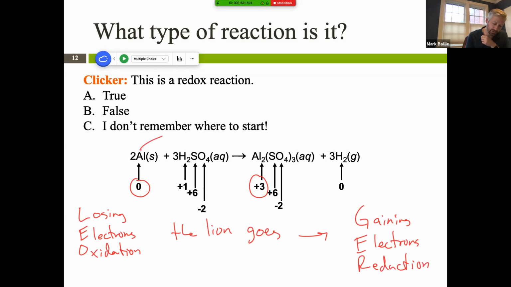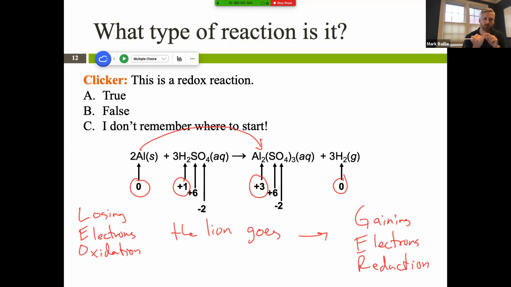So aluminum loses electrons. It goes from 0 to +3. Electrons are negatively charged. It lost 3 for every aluminum. That means that one is oxidized. Hydrogen, on the other hand, goes from a +1 to a 0. That means it gains electrons. That means that it is reduced.